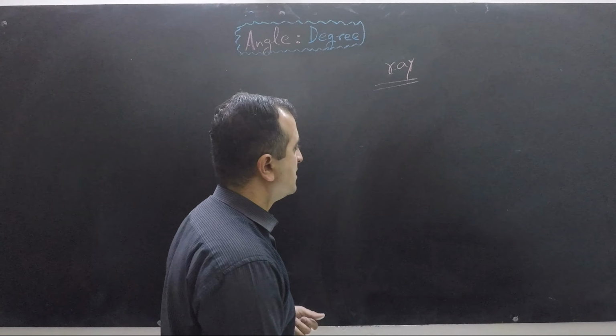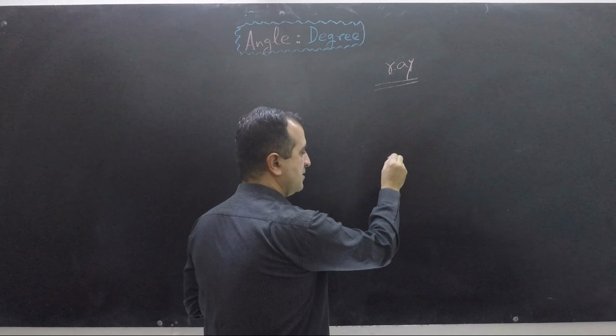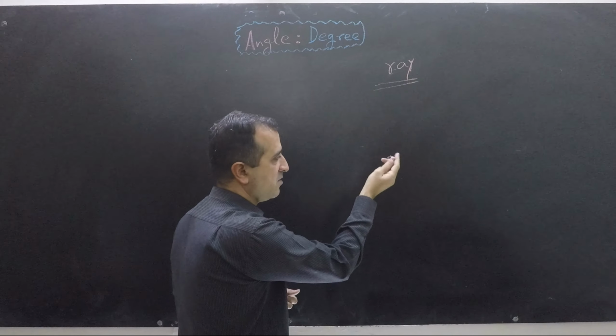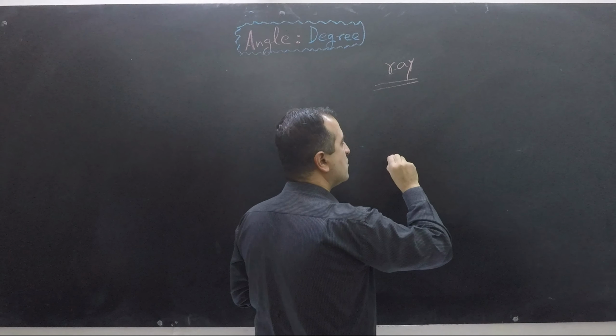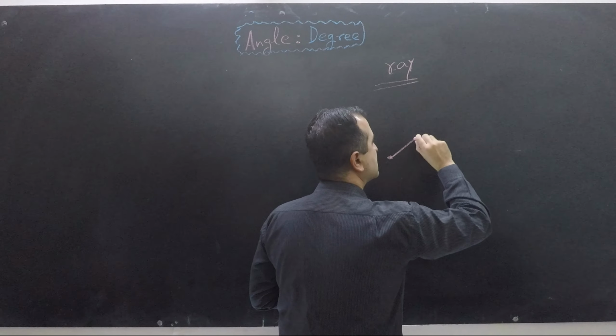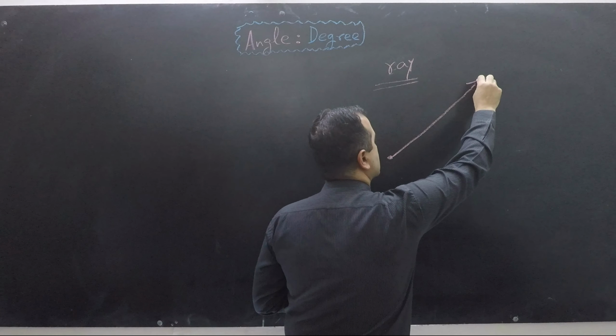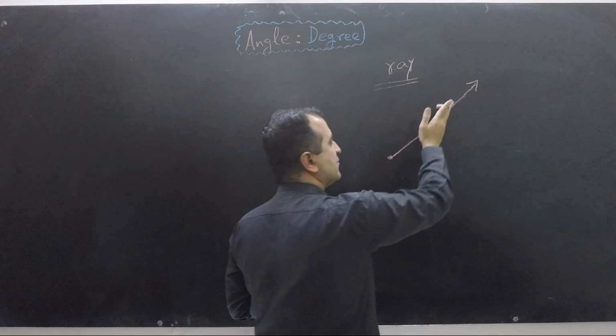A ray has a fixed start point. This is the origin of the ray, or start point of the ray, and then it will go towards some specific direction infinitely. That means it will continue to go in this direction forever.